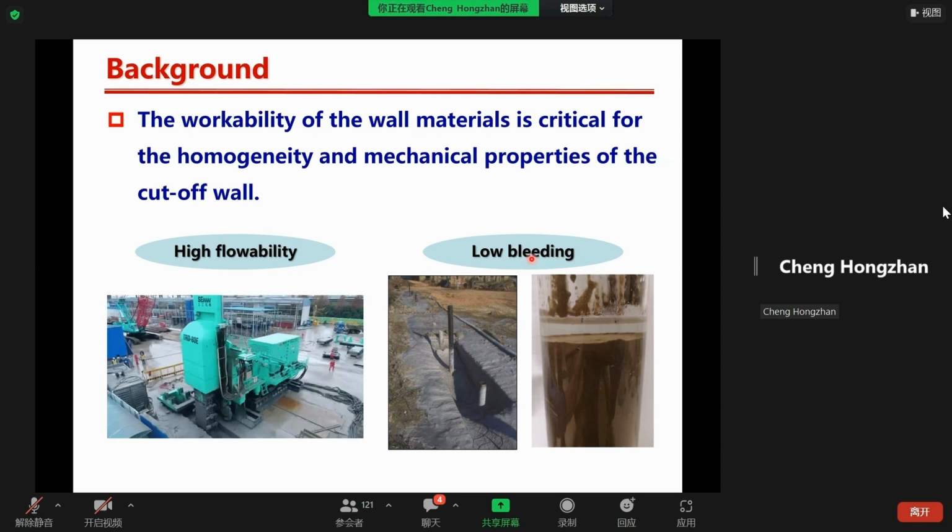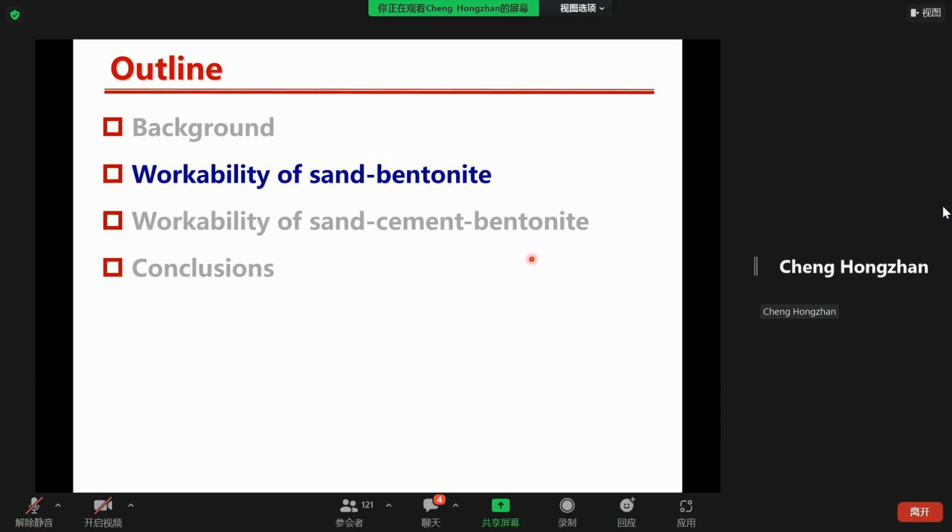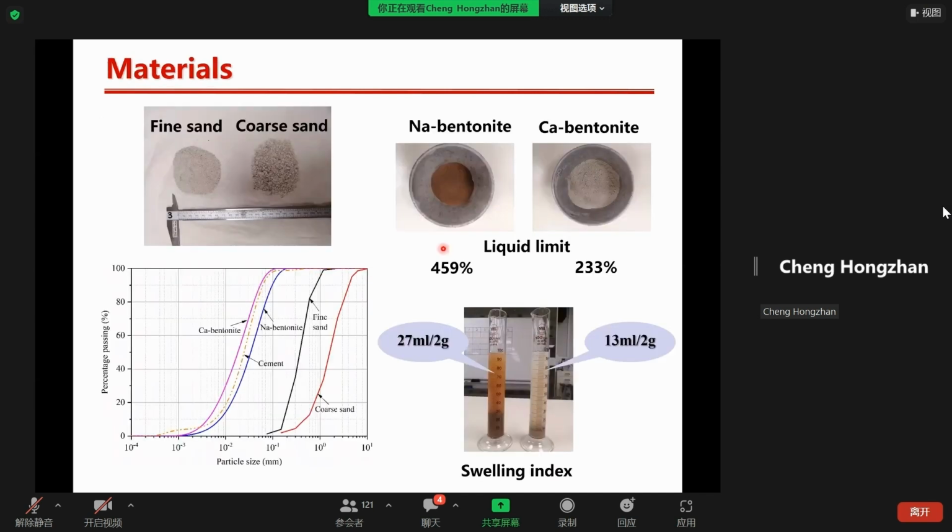Okay, let's move to the second part of my presentation, which is about the workability of sand-bentonite. It corresponds to the first stage of the two-phase TRD method. In our study, 2 types of sand and 2 types of bentonite were selected, and the particle size distribution curves are shown in this picture. The two sands have different granulometries. We named them fine sand and coarse sand in our study.